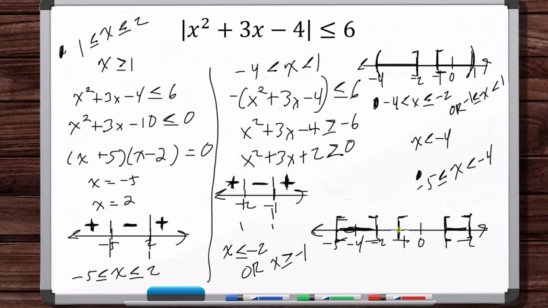So, okay, we've got this: minus 5 to minus 2, and then minus 1 to 2. That's the answer. So x, we've got, including minus 5 all the way to minus 2, including minus 2, in union with minus 1 to 2.